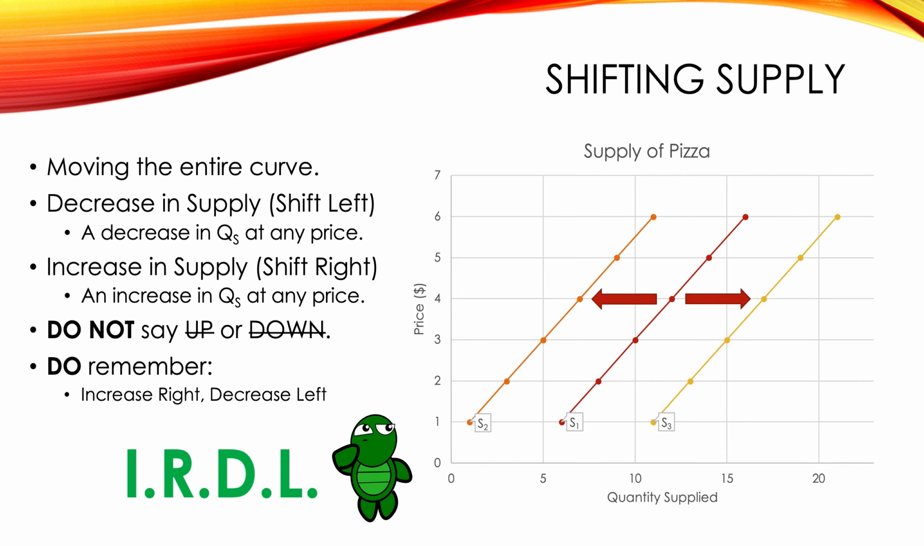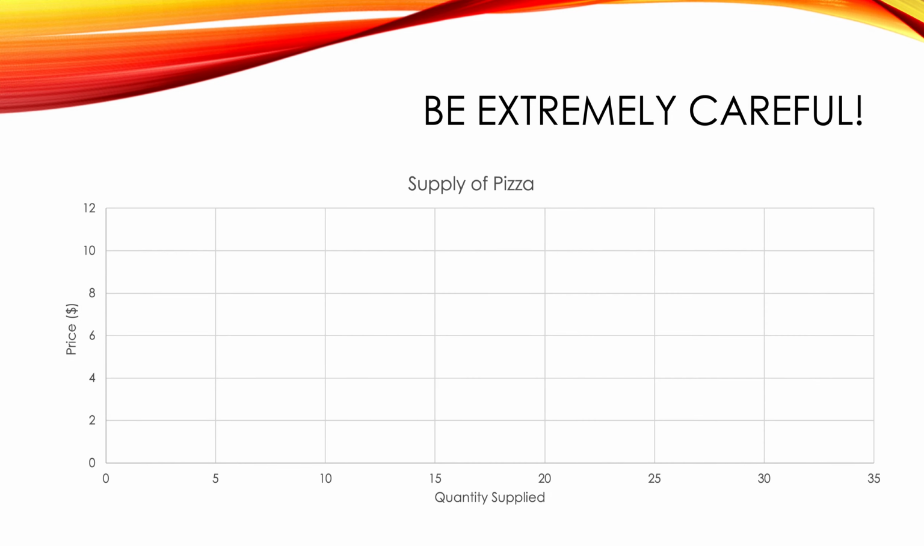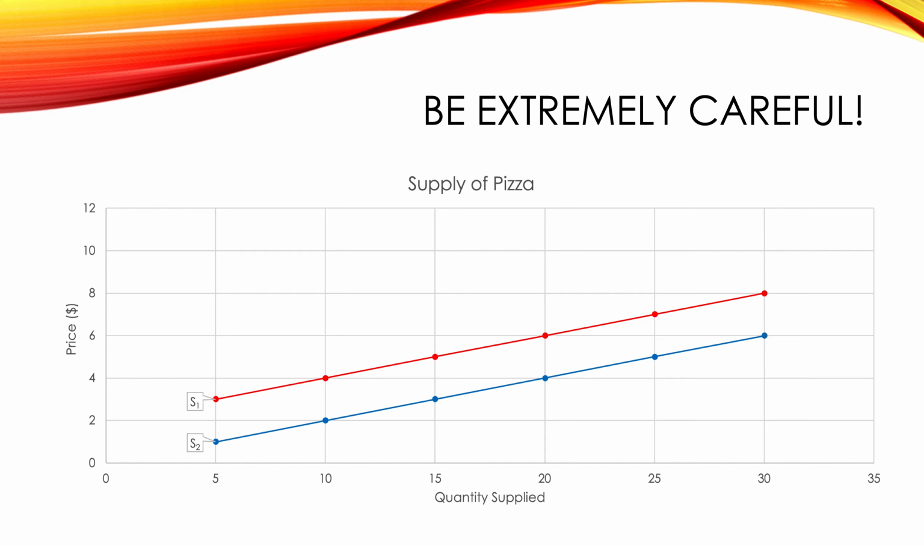However, and this is where you have to be extremely careful. When you do demand curves, this whole increase right, decrease left thing is super easy. But when you do supply, it can be really tricky. So I'm going to show you another slide where things don't look obvious, but we just have to remember ERTL and our rules and we'll be just fine. Let's imagine that this was our first supply curve, S1. But now we've got a supply shift to S2. My question to you is, is this an increase in supply or a decrease in supply?